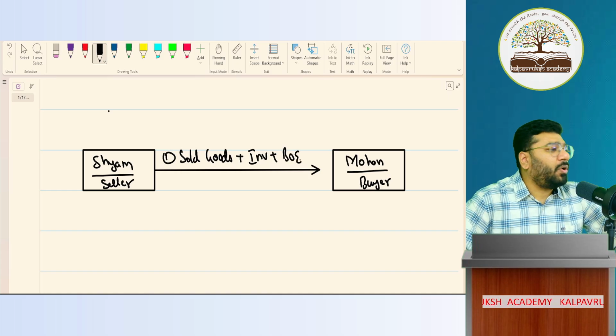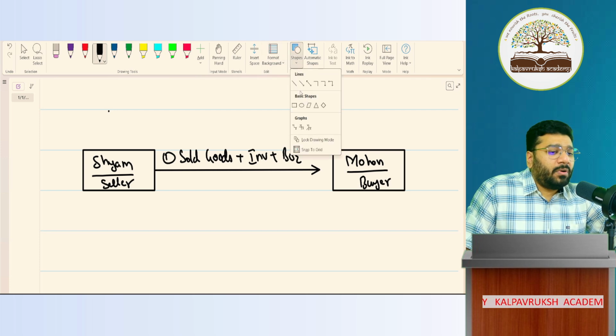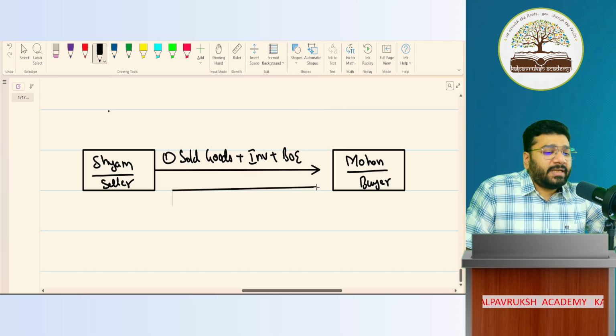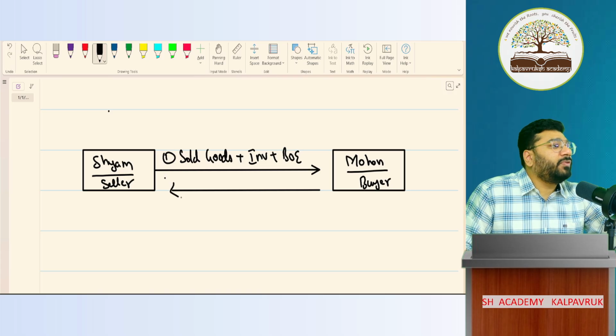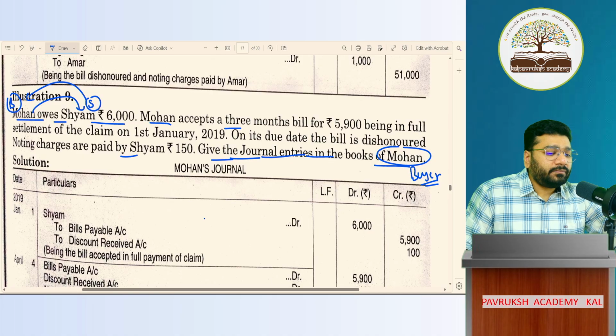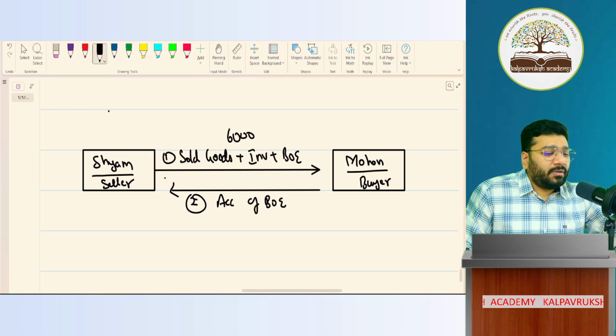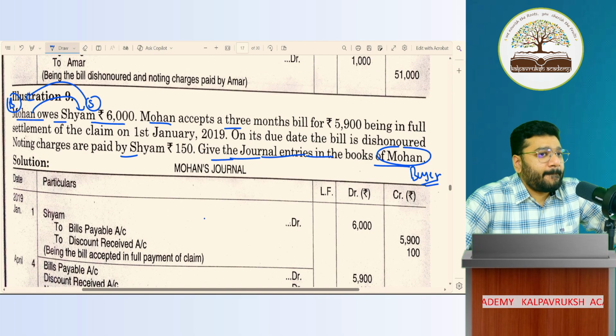In the bill of exchange, all the terms and conditions which were orally agreed between the two parties have been written down. Then what happens next? What is the next transaction? Mohan will read the terms and conditions of the bill properly and he will give his acceptance. So, acceptance of the bill of exchange. The bill is given worth how much, people? 6,000 rupees. The bill is given worth 6,000 rupees.